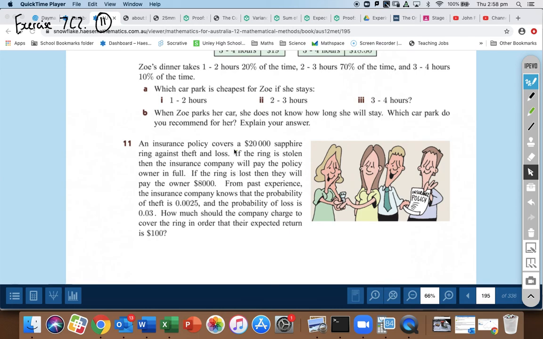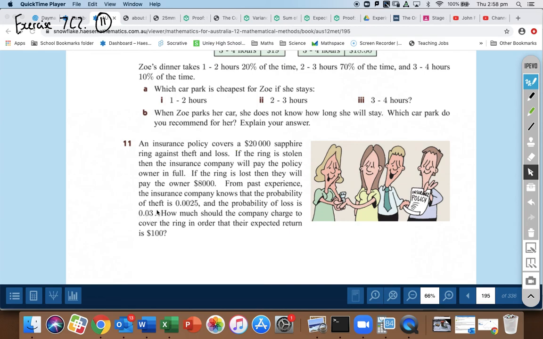Wow. She's insured the ring. An insurance policy covers this ring. If the ring's stolen, the insurance company pays the owner in full. That means the insurance company will have to pay her $20,000. If the ring is lost, they will pay $8,000. They know the probability of the ring being stolen is 0.0025. That's like 0.25%. The probability of a loss is 3%.